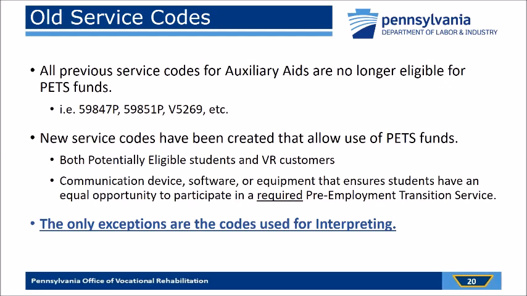These codes can be used for both potentially eligible students and our VR customers, and they are to be used to purchase a communication device, software, or equipment that ensures a student has an equal opportunity to participate in a required pre-employment transition service. The only exceptions are going to be the codes that we use for interpreting, because they are vast and typically are linked to a specific provider or have specific costs set up to them. We did not want to mess with those codes. So codes that we have for interpreting, you can still use PETS funds for.